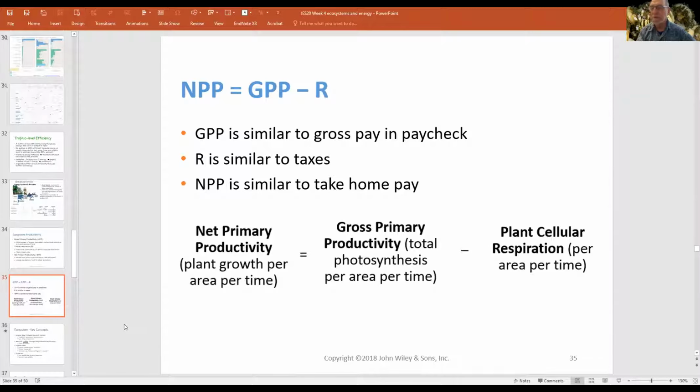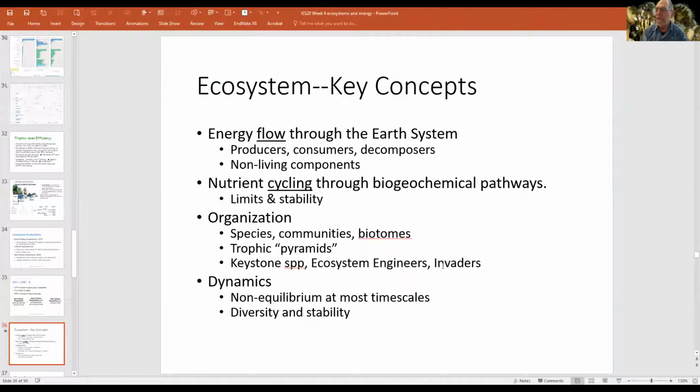Okay. So when we start organizing these different groups, the primary producers, secondary producers, and so forth, into systems, we start talking about ecosystems. And here are some key concepts for ecosystems. There's an energy flow through the Earth system. Producers, consumers, decomposers. There are non-living and living components. Nutrients, which are chemicals necessary for life, are cycling through different biogeochemical pathways within ecosystems.